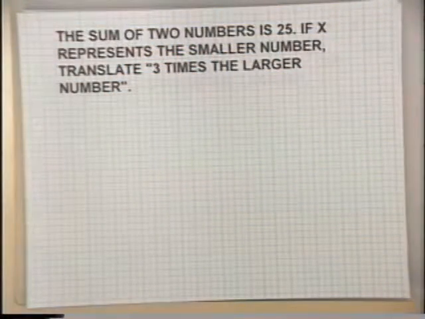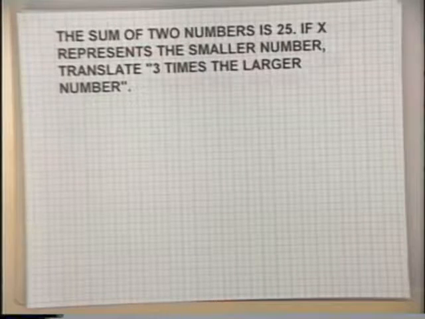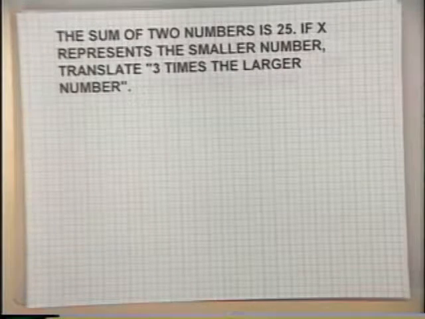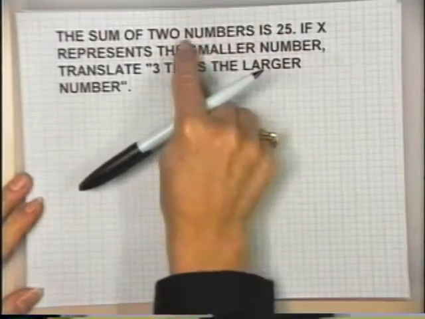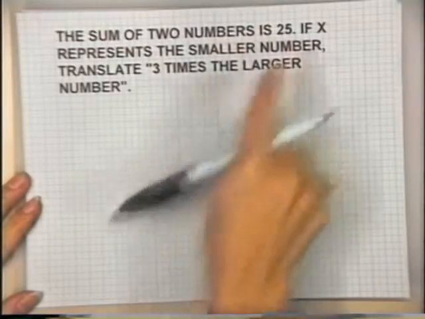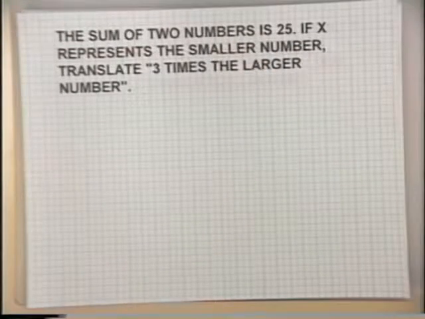We've looked at a number of phrases now that we have translated. I would like for us to go to some more problem-looking type problems and see how we can use the information in the problem to translate an expression. The sum of two numbers is 25. If x represents the smaller number, translate 3 times the larger number. Now, the important thing here is to understand that you're working with two numbers that you do not know. All you know is that the sum of these two numbers is 25.